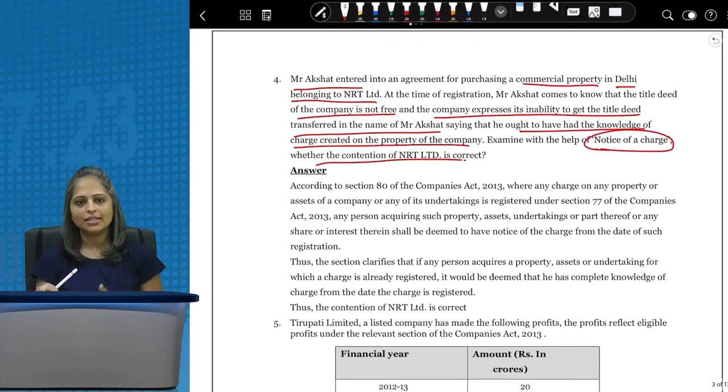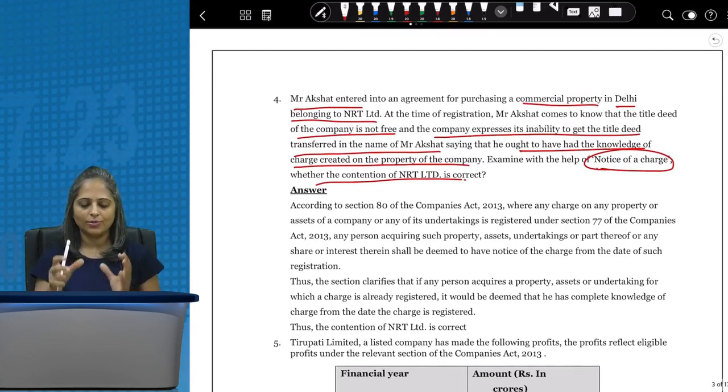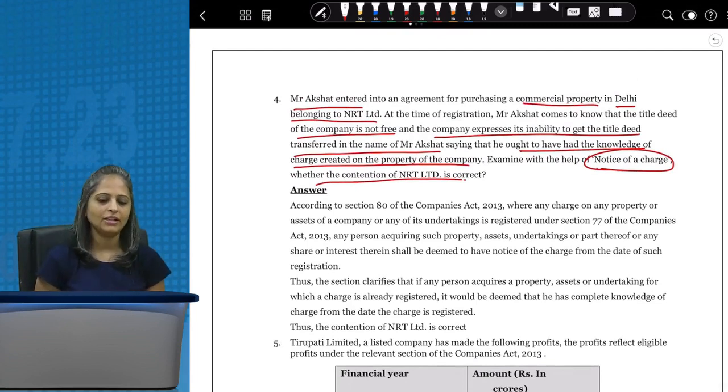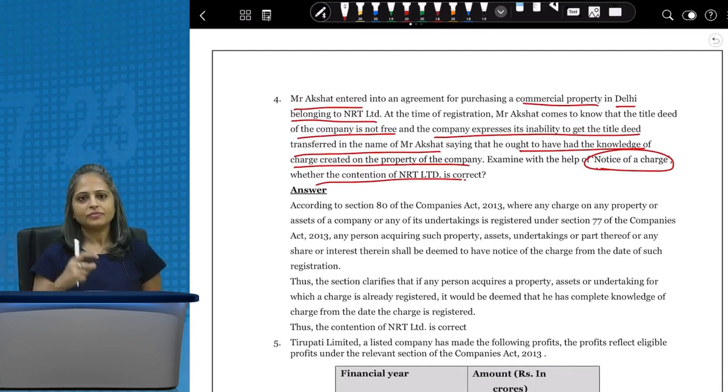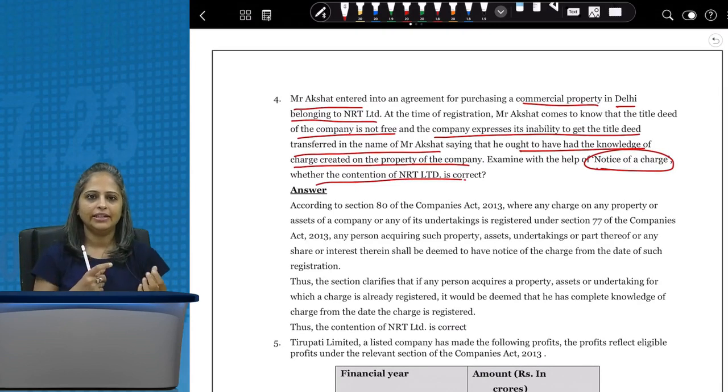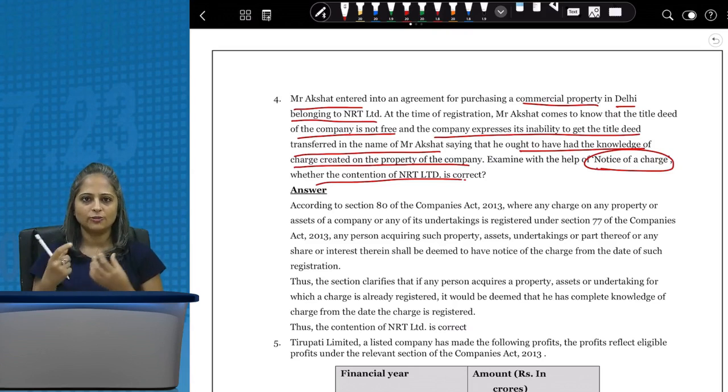So this is testing our knowledge on the chapter of charges from your Companies Act. And what does it say? It says that a charge can be created on the assets of the company. So when a company is taking a loan, it can create a charge on any of its assets.